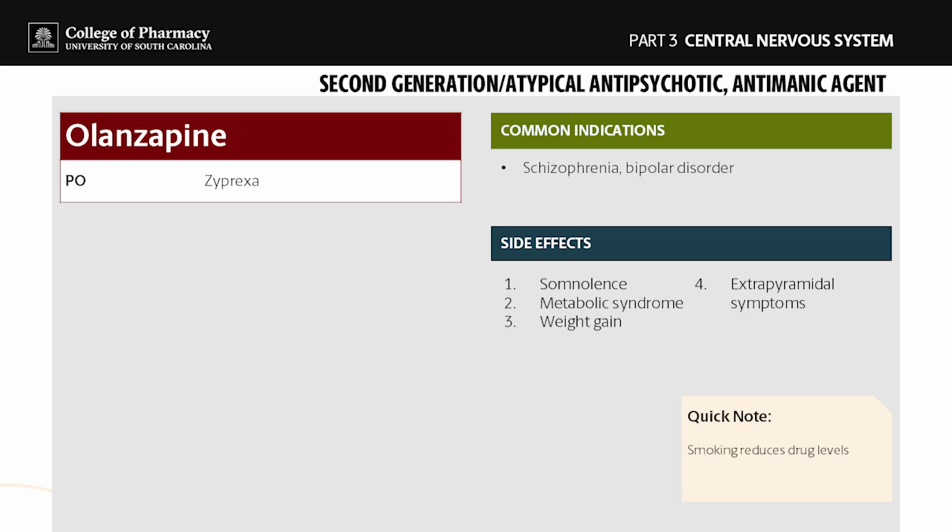Second generation atypical antipsychotic anti-manic agent, olanzapine. The brand name is Zyprexa. The indication is for schizophrenia and bipolar disorder. Some of the side effects would be somnolence, metabolic syndrome or weight gain, and some extrapyramidal side effects or symptoms. And smoking with this drug actually reduces the drug levels. That is very important to talk to your patients about.